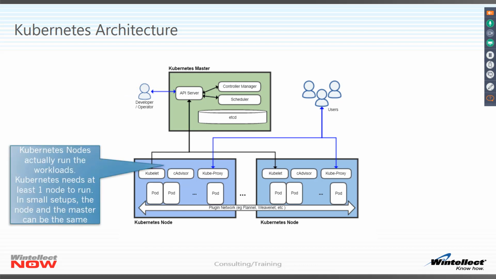Now you have nodes that actually run the workloads. A Kubernetes node, you need at least one to run, but in a production environment at least two is recommended, probably more depending on the size of the workload you're going to be running. For developers and for testing, you can install both a master and a node on the same computer, and it works just fine for development purposes. You wouldn't want to do that in production.